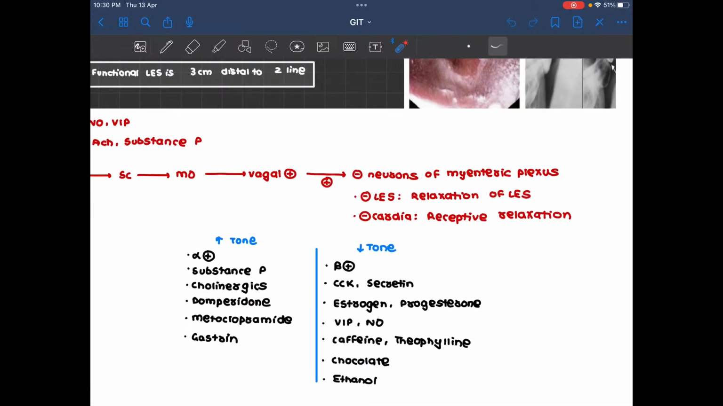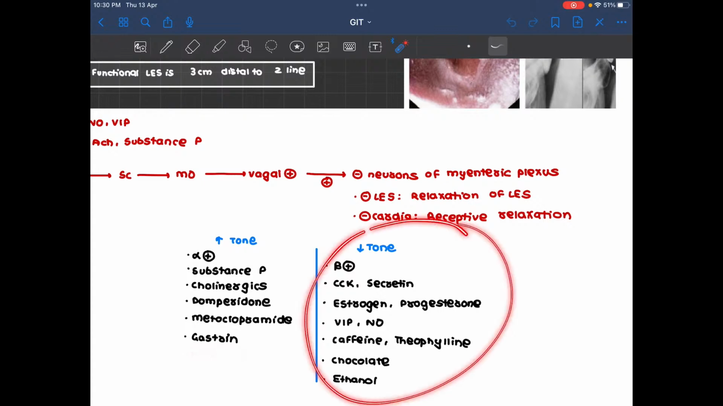So there are some things which are very important to discuss: who can modulate the LES pressure. There are some things which can increase or some which can decrease the LES pressure. What are they? Alpha adrenergic support. When alpha receptors are stimulated, it will increase. Substance P and cholinergic, obviously they're excitatory neurotransmitters, so they're going to stimulate it. Then domperidone and metoclopramide, okay? Like antiemetics, they're going to increase the tone of this LES sphincter as well, and your gastrin.